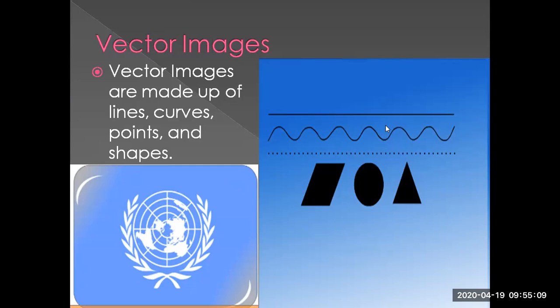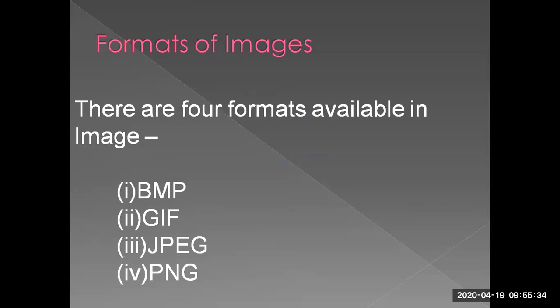Vector images are made by lines, curves, dots, shapes, and all of this. We usually see vector images when we design logos. The logos which we have designed, these are formats of vector images. Formats of images: there are four formats available in image: BMP, GIF, JPG, and PNG.